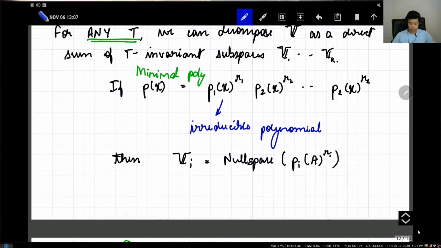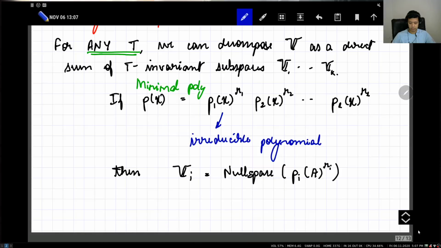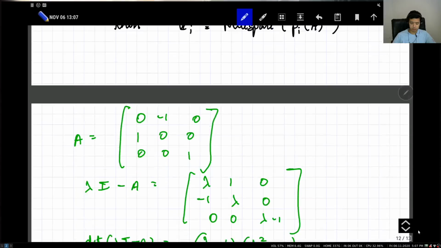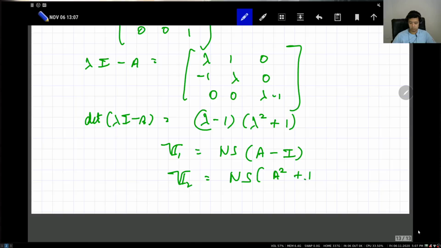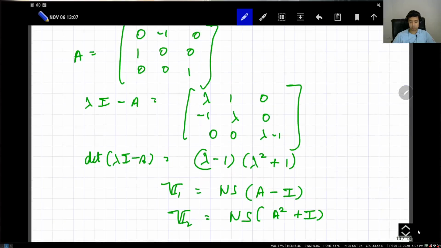Now it turns out that we can write this as a direct sum of two subspaces, V1 and V2, where V1 is the null space of A minus I and V2 is the null space of A squared plus I. Note that this matrix is not diagonalizable over R if you view this as a transformation from R3 to R3. It is, however, diagonalizable if you view this as a transformation from C3 to C3.